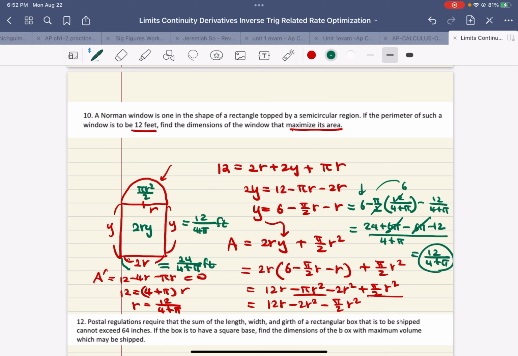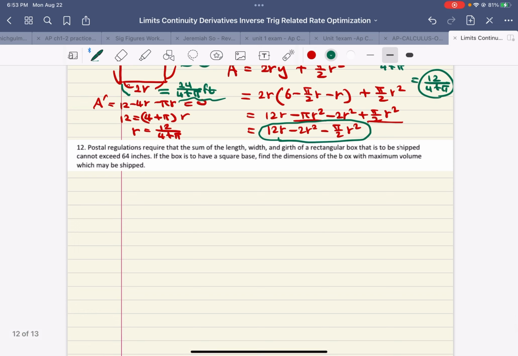Okay, so put it here. If you need to justify it, then for the first derivative test, you definitely have to use a calculator because this number is not nice, 4 plus pi. When you pick some numbers on either side and plug them in here, you will see it's positive, then negative, going up, going down. So you're going to have a max. That's the justification.